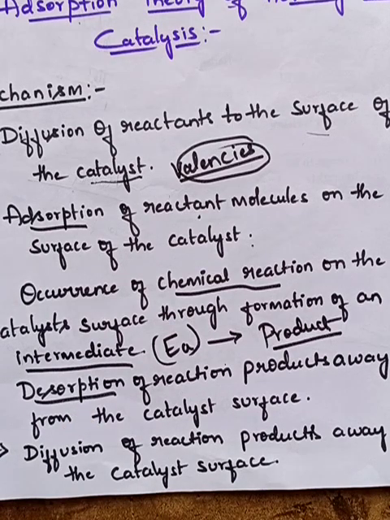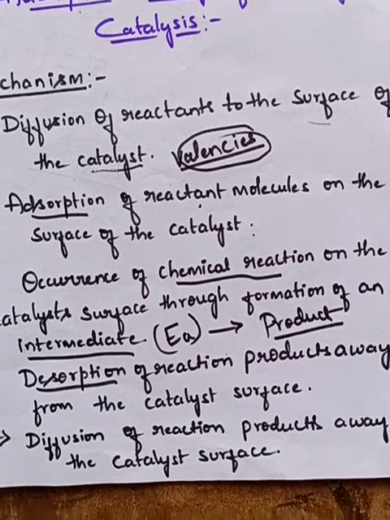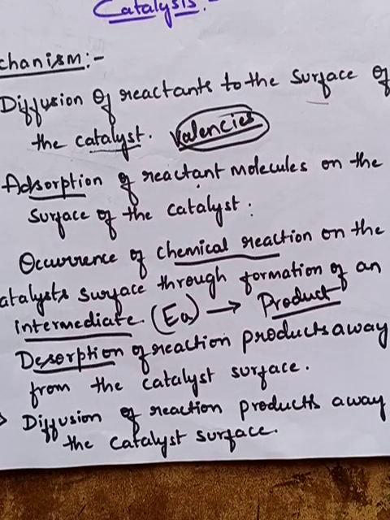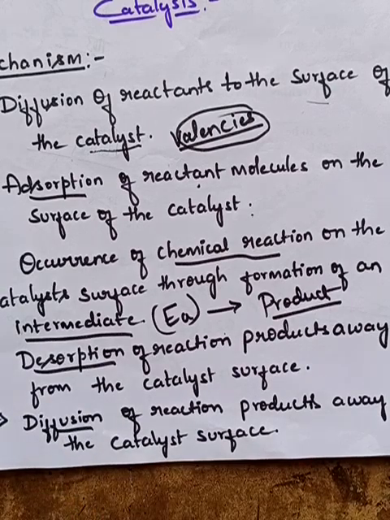So by utilizing the energy which is released due to the chemical reaction, the desorption process takes place. After that, once the desorption takes place, the product will be available near the surface of the adsorbent. Then the diffusion process takes place. Diffusion means it will go away from the catalyst surface and come out as a new product, and we will get back the catalyst without changing its chemical character as well as its mass, that is, quantity.